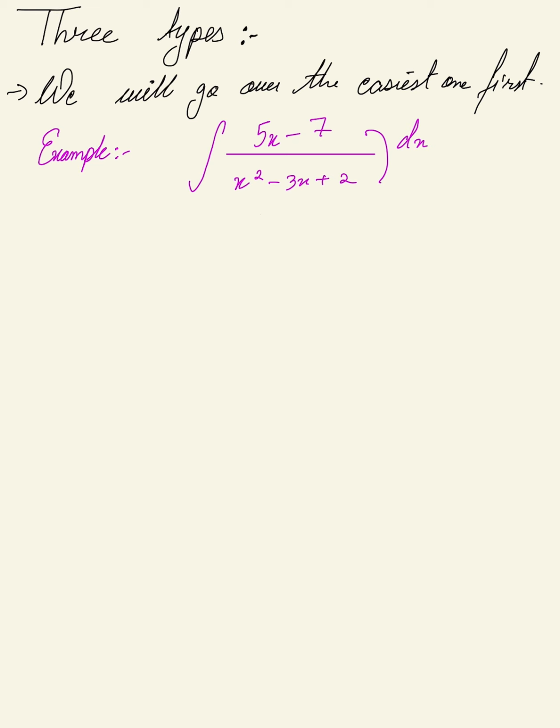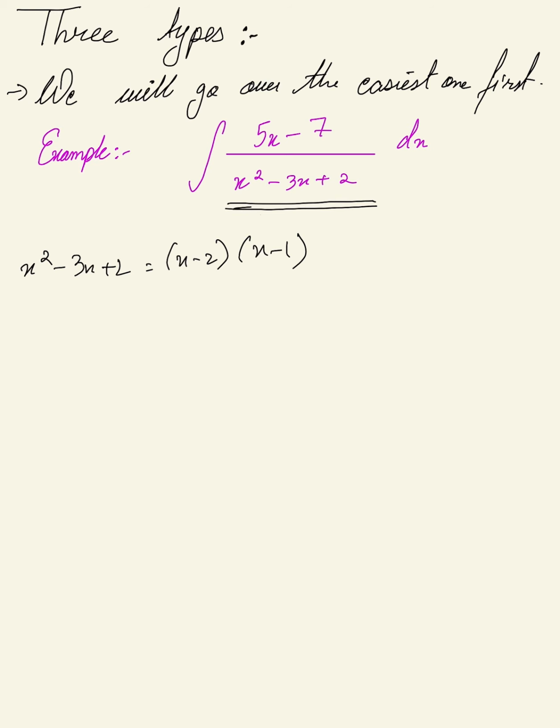So we have 3 different types of PFDs. We'll go over the first one today. Let's go over the first one. So the first one is pretty simple. When you have a problem like this, if you have a factorable problem in the denominator, you factor it. Let's factor the denominator. It's going to be x minus 2 times x minus 1.